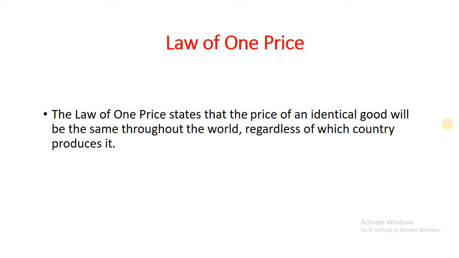Based on the law of one price, the price of an identical product should be same throughout the world, regardless of which country produces it. For example, if 1 kg apple is sold for $1 in Bangladesh, the 1 kg apple should be also sold for $1 in India. So based on this theory, price of an identical product should be same throughout the world.